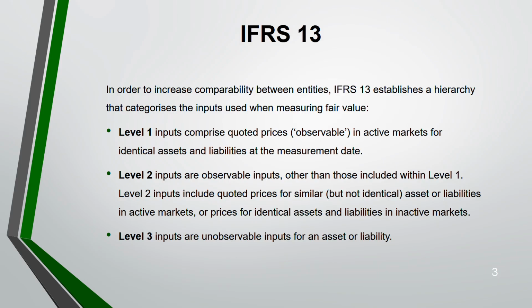Level 3 is where there are no inputs for you to rely on. That means you have to estimate at this level. IFRS 13 gives priority to Level 1 over Level 3. That means whenever you have to measure fair value, you have to go by this hierarchy. You have to give priority to Level 1 first.